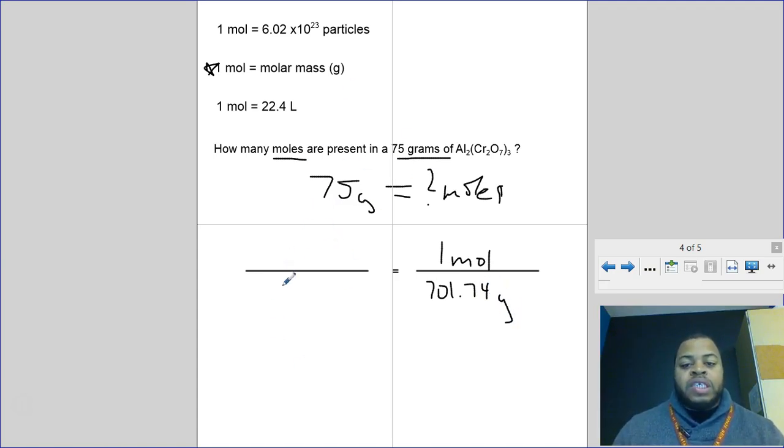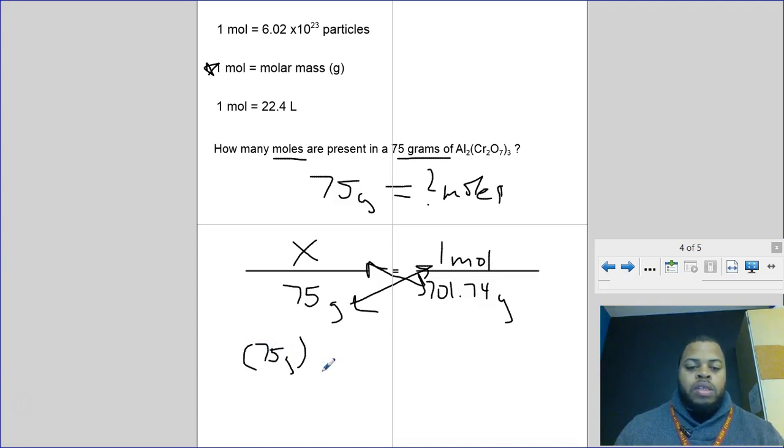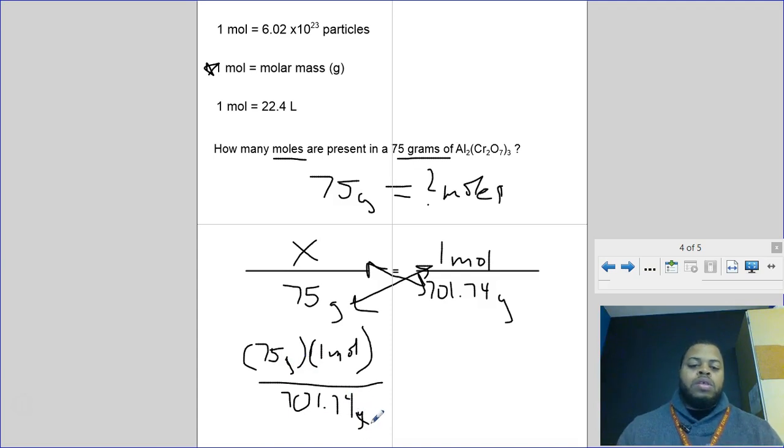And I want to find out the number of moles in 75 grams. So since grams is here on the bottom, 75 grams, and I'm finding moles, how do I go about it? Cross multiply. I'm going to get 75 grams times 1 mole over 701.74 grams. Still allows grams to cancel. And I'm going to do 75 divided by 701.74. And I got 0.11 moles of aluminum dichromate.